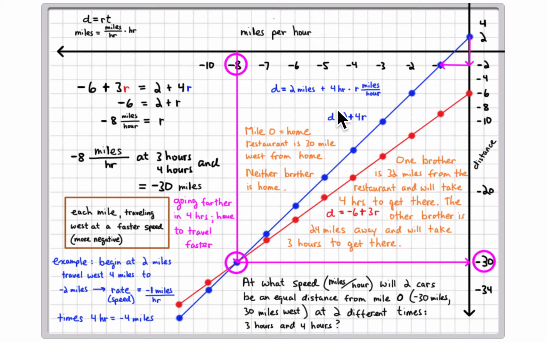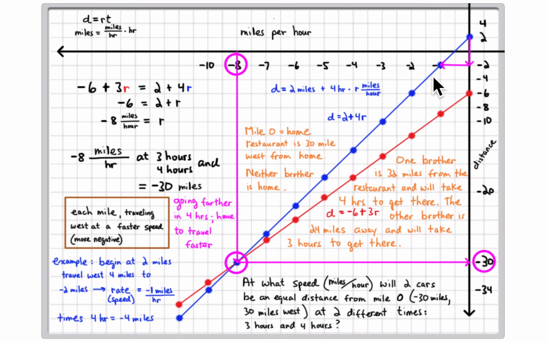And here's a story that might match it. So you have two brothers that live at home. So mile 0 is going to be their home. And they're going to meet at a restaurant that's 30 miles from their home. But neither brother is home. One brother is 2 miles away from home. The other brother is 6 miles away from home, but 6 miles closer to the restaurant. The other brother is 2 miles away from home, but 2 miles farther away from that same restaurant.